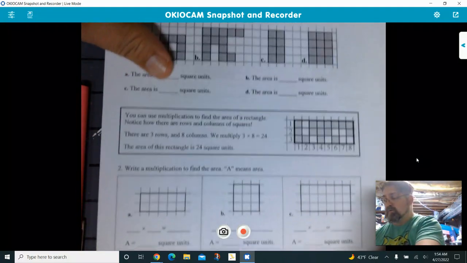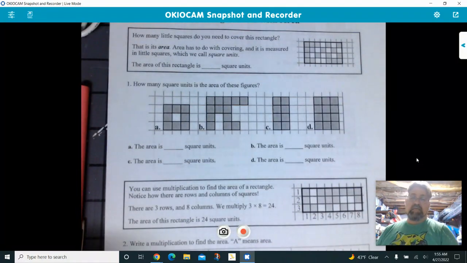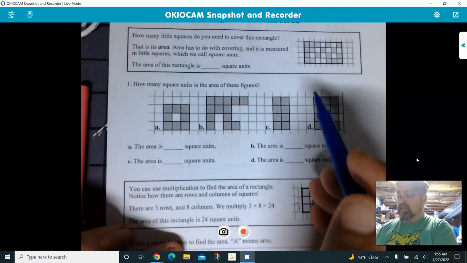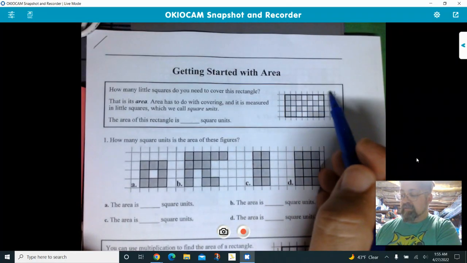All right, so perimeter, we've already stated, is the distance around an object. This bold line going around the outside.